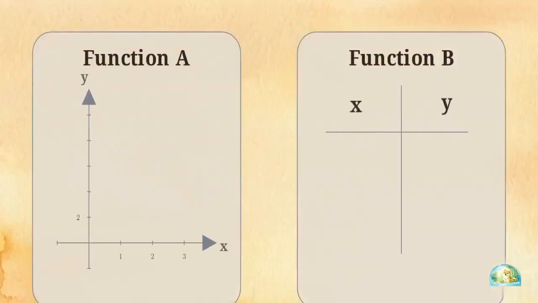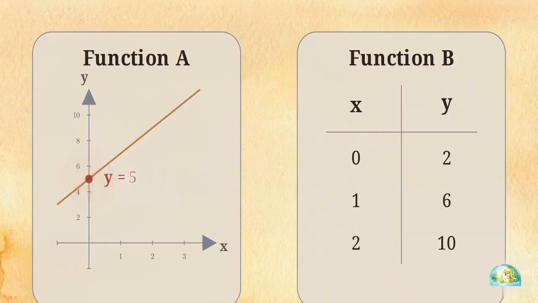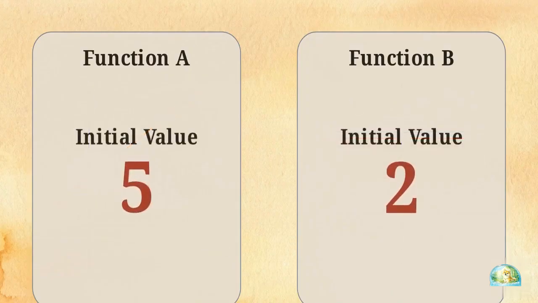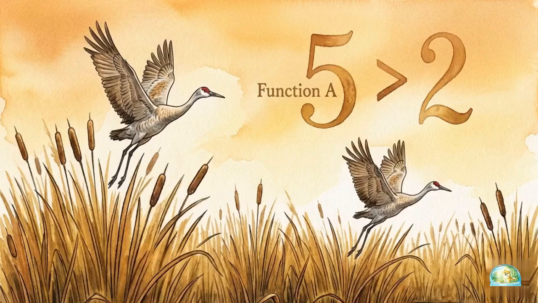Next, we compare initial values of function A's graph and function B's table to see which flock starts higher. On function A's graph, the line crosses the y-axis at 5. In function B's table, finding where x is 0 reveals a starting y value of 2. 5 is greater than 2, so function A starts higher. Finding the baseline intercept accurately is the required first step for these comparisons.